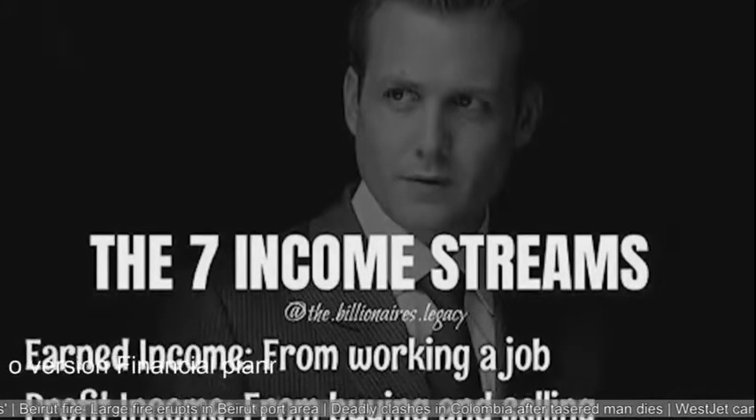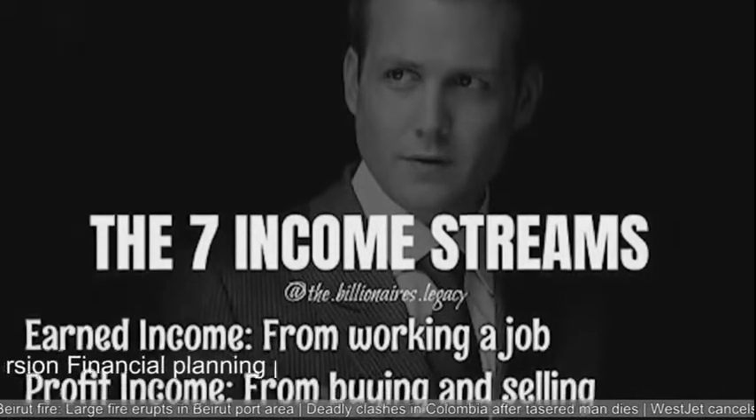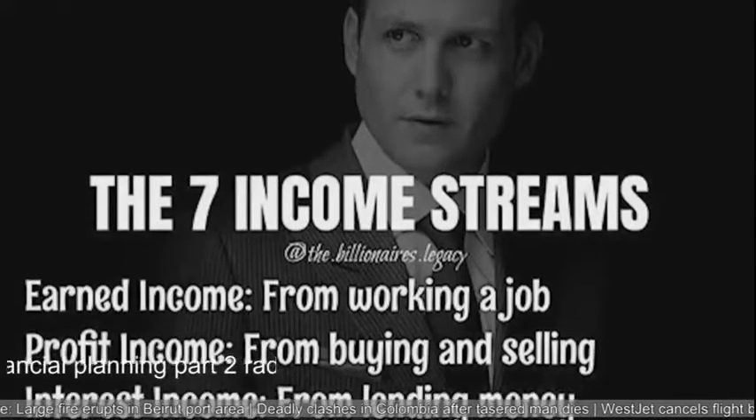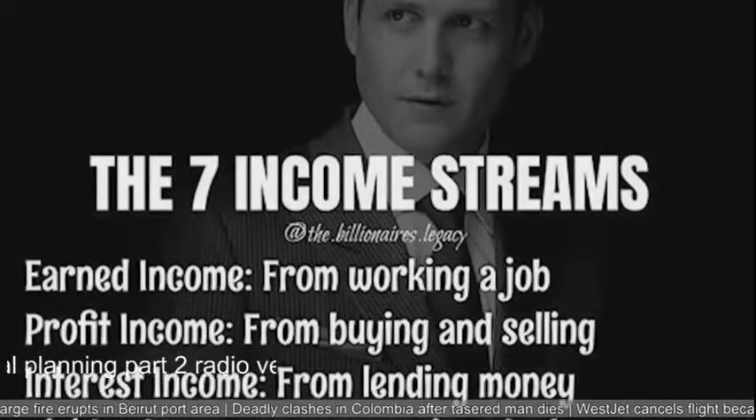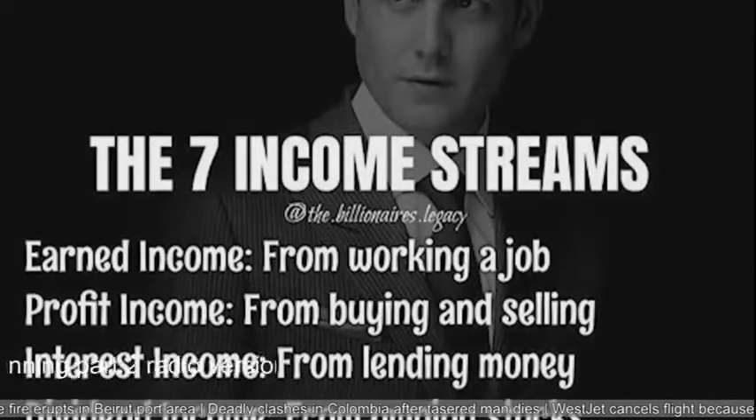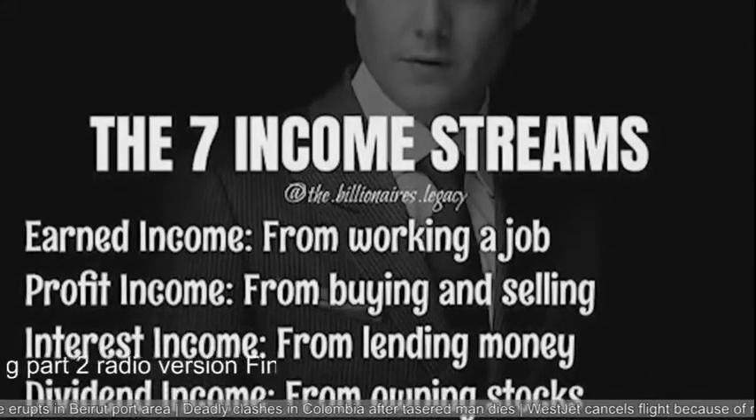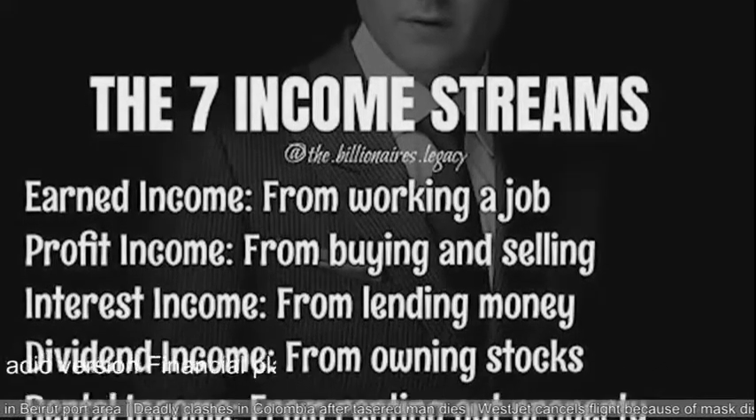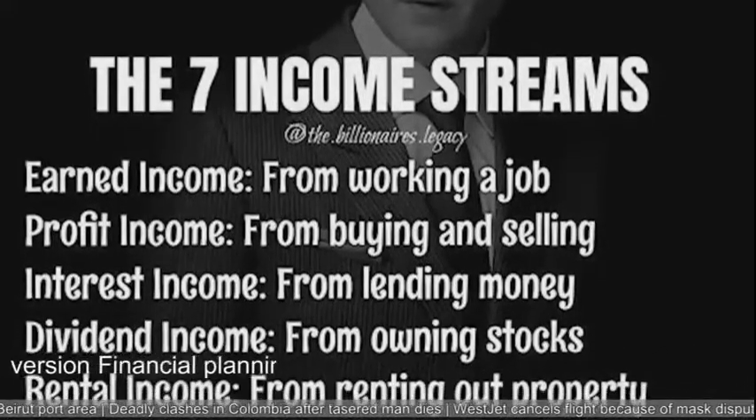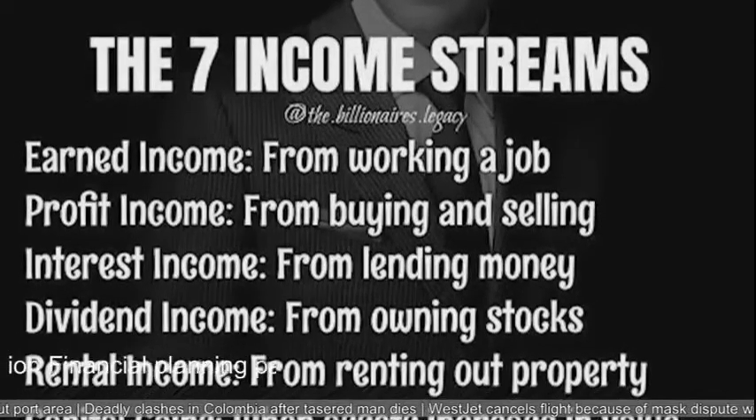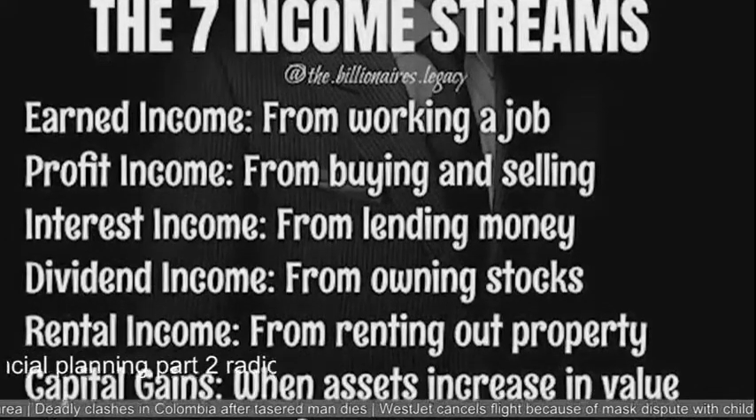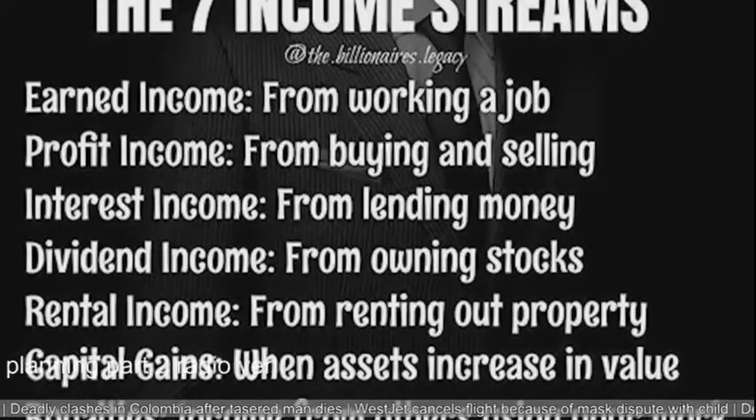The second is called profit income. That's the income you get from buying and selling. So you buy something at $100 and you sell it at $110. Your profit is $10. The third then is interest income. That's the interest you get from lending money. So lending money to someone. So when you have a savings at the bank, you earn interest income from lending that money to the bank.